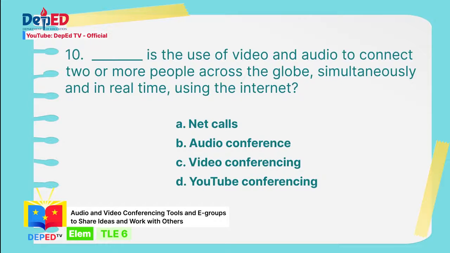Number 10. Blank is the use of video and audio to connect two or more people across the globe, simultaneously and in real time using the internet. A. Net calls. B. Audio conference. C. Video conferencing. D. YouTube conferencing. And the correct answer is letter C, video conferencing.